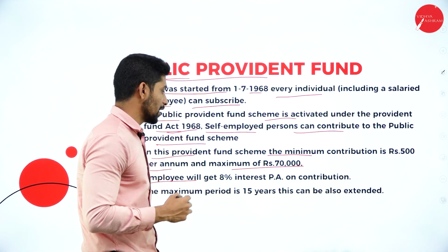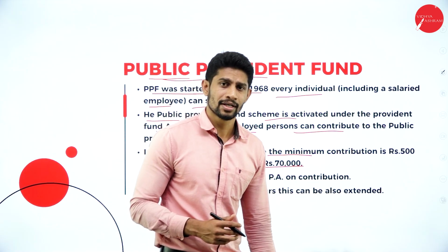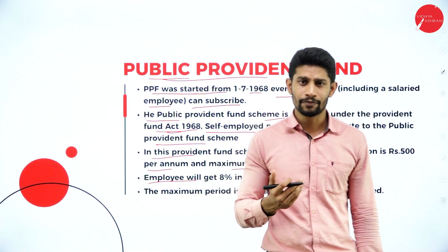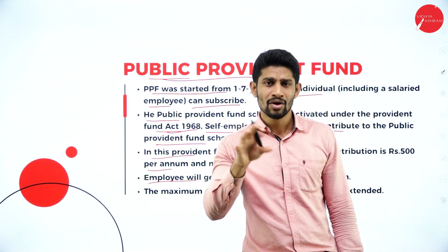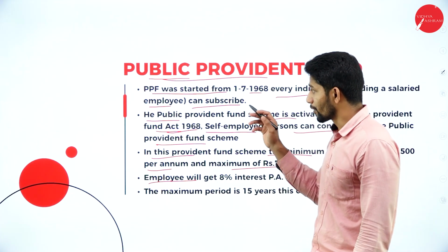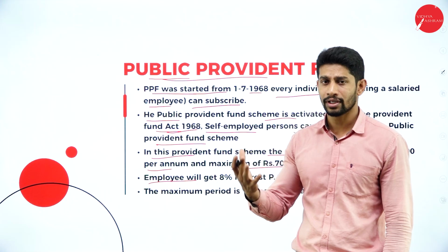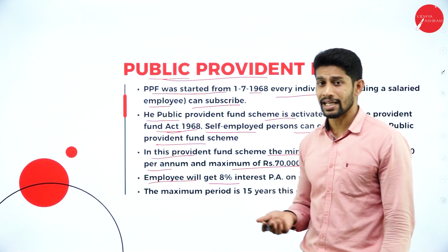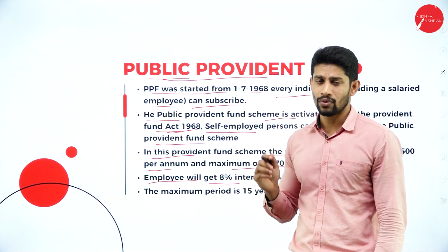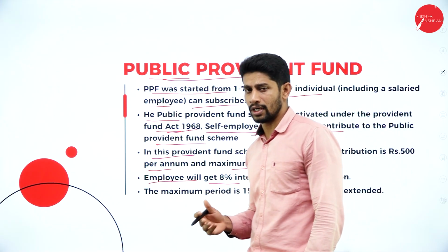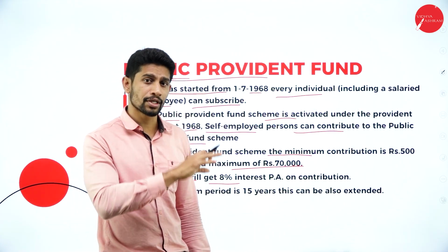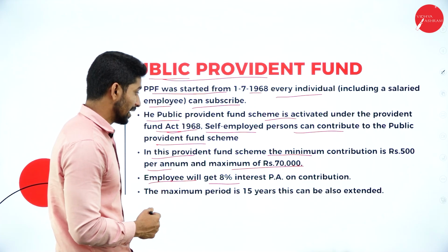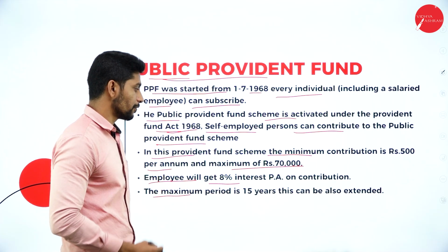The employee will get 8% interest per annum on the contribution, based on the rate fixed by the government, maybe 8%, 7.5% or 8.5%. The government decides what percent of interest is to be given to provident fund account holders, and as of now they are giving 8%. Whatever amount is there in the account at the end of the year, on that amount they get an average 8% interest. The maximum period is 15 years.